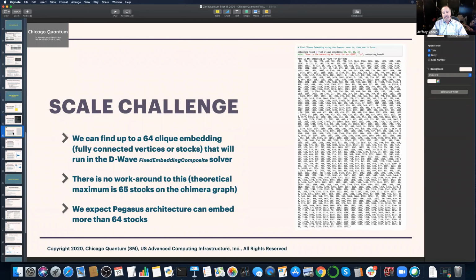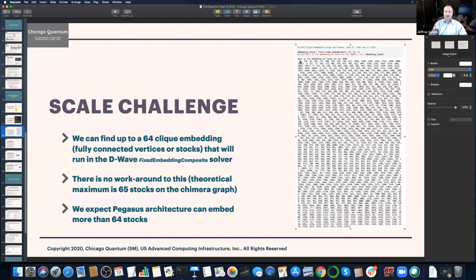The second is, what is a click? The D-Wave can run 65, like Alex said, but I was told to do 64 because there's almost always a couple of qubits that are broken. And so we do 64 clicks, fully embedded. This is what an embedding looks like.